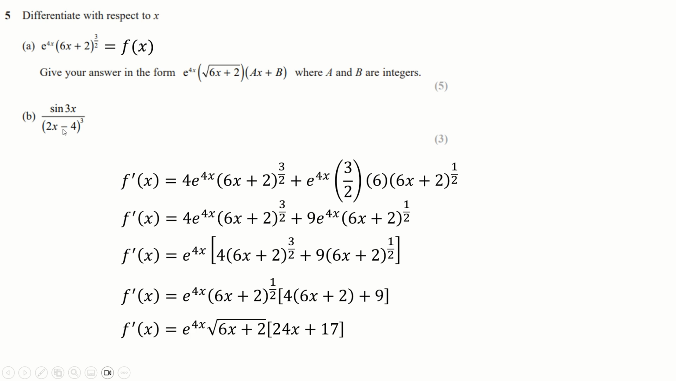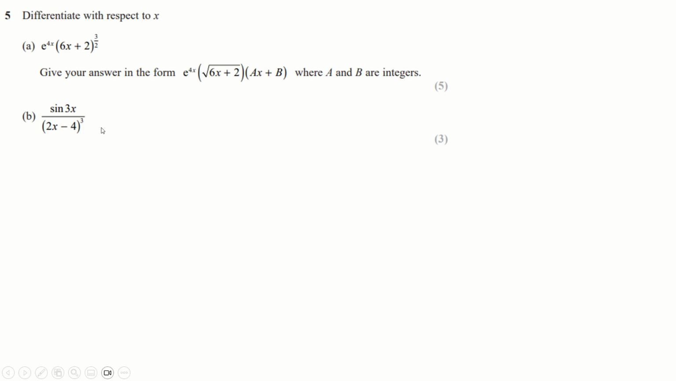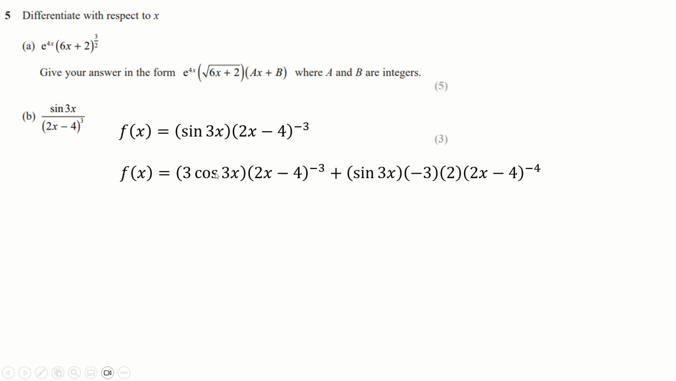For the next one, you could use quotient rule, but people who watch my channel know that I won't be doing that. I'll just be writing this as this to the power minus 3 and putting it on the top. And then I'll just use some more product rules. So the derivative of this is 3 cos 3x, because sine differentiates straight to cos, and you end up with this, leave this alone, and then leave this alone, and differentiate this.